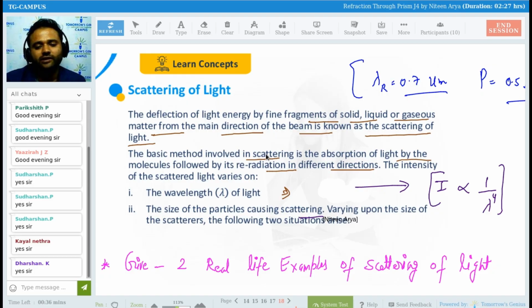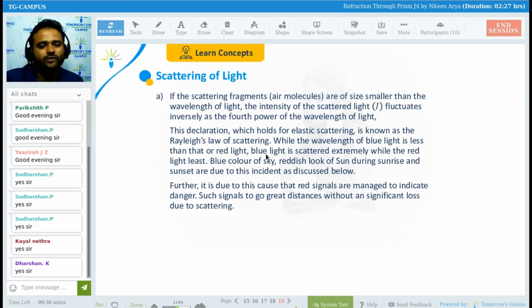The size of the particle causing scattering varies, and depending on the size of the scatterers, two situations arise. So due to the size of the particles which scatter the light, two situations are going to happen. The first one is the important one. If the scattering fragments, air molecules, are of small size, smaller than the wavelength of light, the intensity of the scattered light I varies inversely as the fourth power of the wavelength of light. Okay, and that is known as Rayleigh scattering.